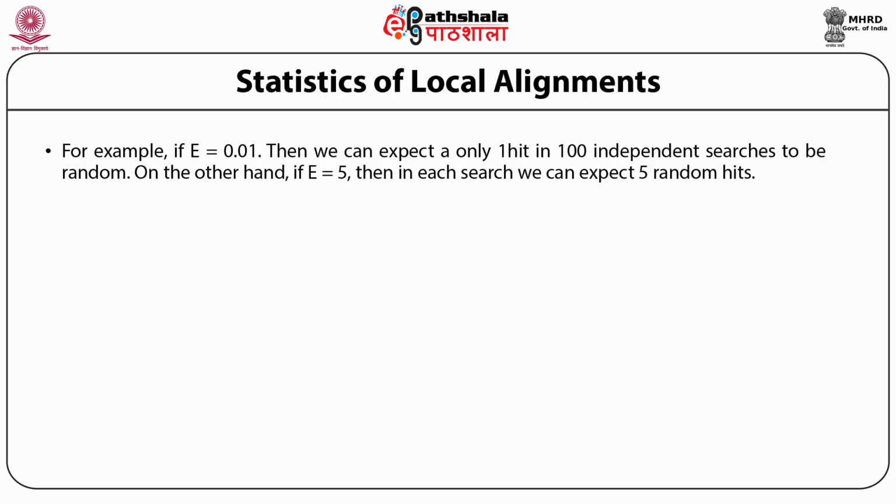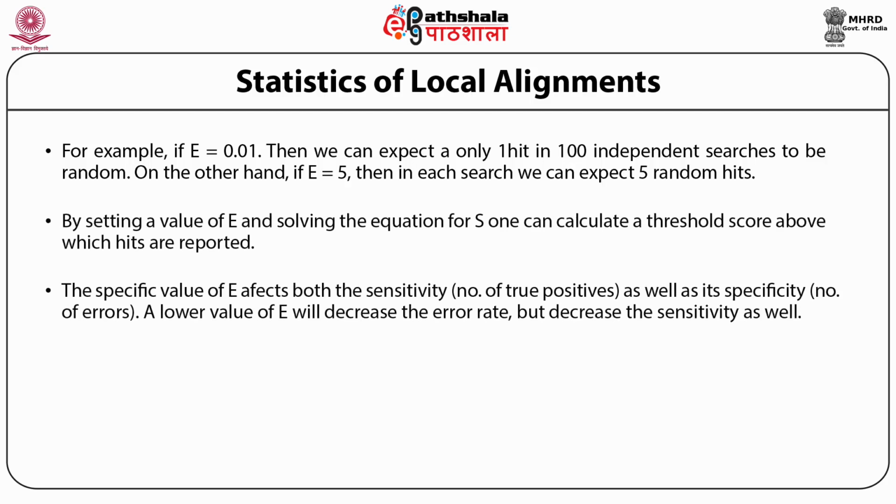In practice, we use expectation value cutoffs of less than 1 in a million, that is 10 to the power minus 6 or 10 to the power minus 8, where the chance of getting that kind of alignment is extremely small or negligible. Therefore, it must be biologically significant because it cannot be gotten at random. On the other hand, if the expectation value is about 5, then every time we search, we should get 5 random hits. So remember, the lower the expectation value, the less chance of a random hit.